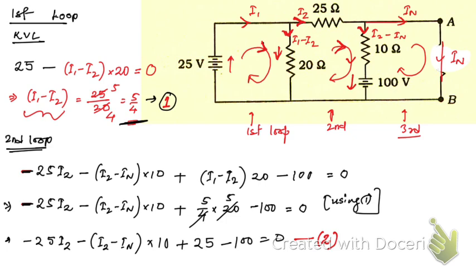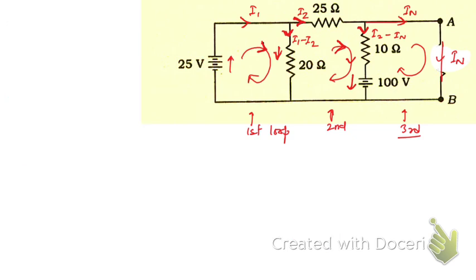So I am going to apply the third loop. I will erase these things. Take the screenshot of this. Now you see, just because I need the diagram, that is why I have to do it here. So now let us apply KVL in the third loop.